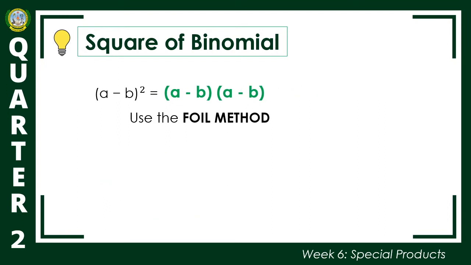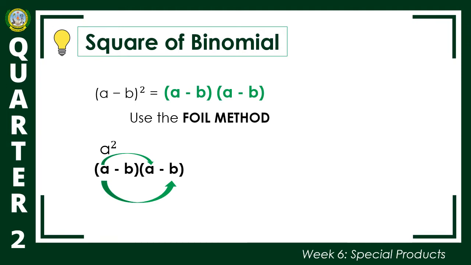So, what if what we square now is a minus b, which is a difference of two terms. Again, a minus b squared simply means a minus b times a minus b. Applying the FOIL method, a times a again is a squared. And then we have here positive a times negative b. Remember that when the operation before the term is subtraction, automatically, that term is negative.